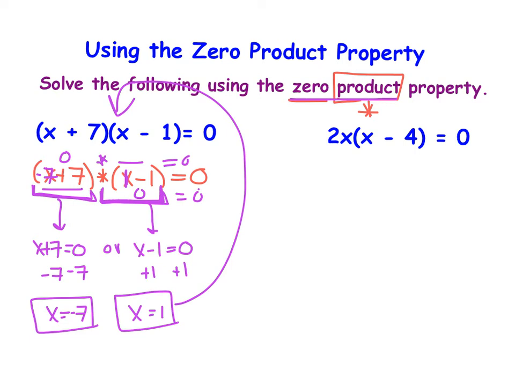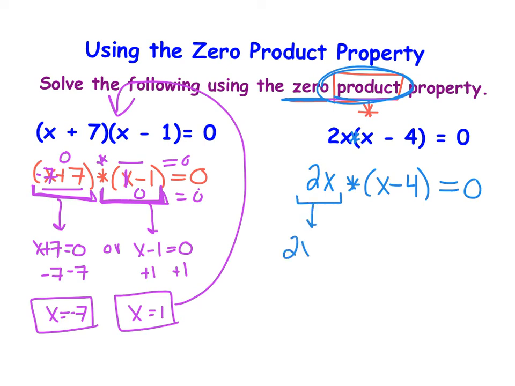Now if we look at the second example here, we also notice that we have a product. So we have 2x, everything smushed together is a multiplication. So I have 2x times x minus 4, and that's equal to 0. So notice we have a product in multiplication, and it's equal to 0. So again, we can apply the zero product property here and say, well, either the 2x is going to equal 0, or the x minus 4 is going to equal 0, and that's going to result in our product of 0.